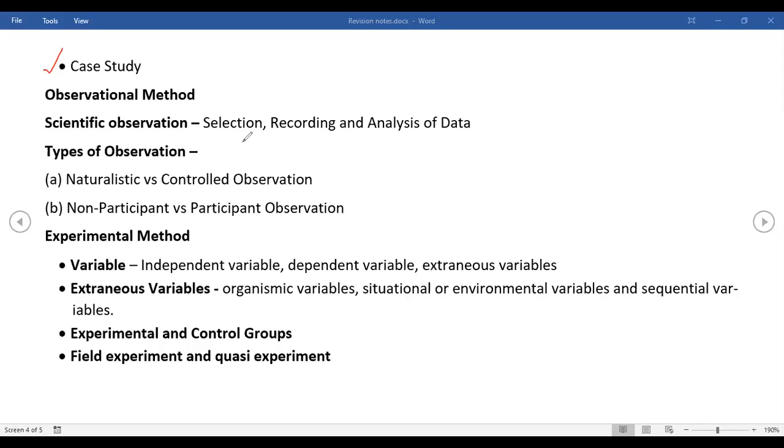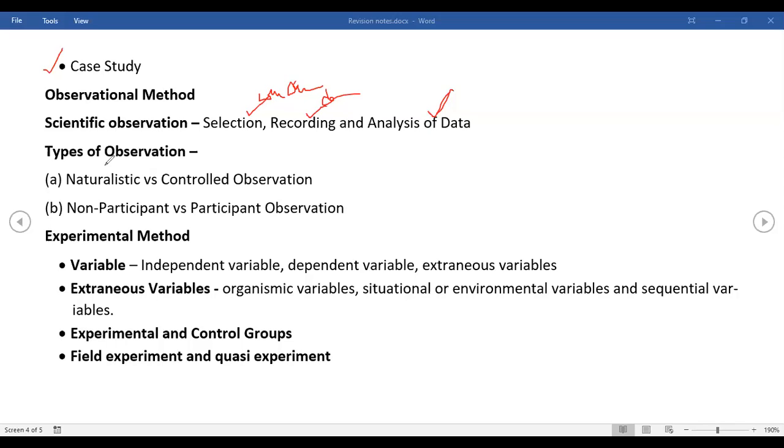In observation, earlier we have discussed the scientific method and interpretive method, and now we will also see the quality. So what is done in scientific observation? In scientific observation, we select the data which has to be studied, record the data, and analyze the data.